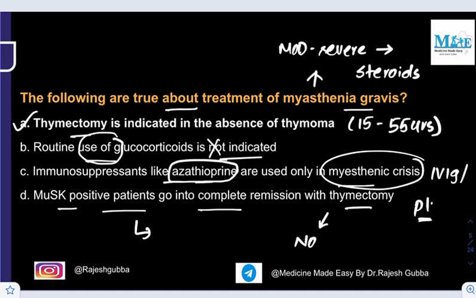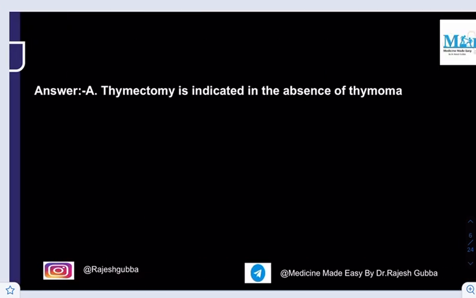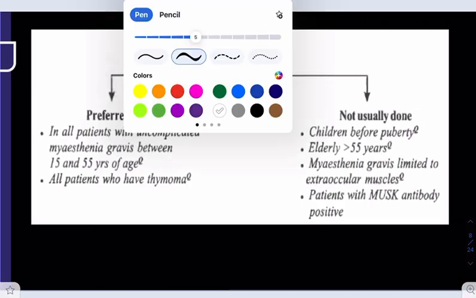Right, thymectomy should not be done in case of MuSK positive myasthenia gravis. Now let me tell you in which scenarios you need to do thymectomy and in which scenarios thymectomy should not be done. So this table is very important.